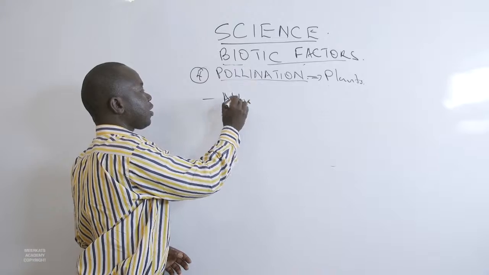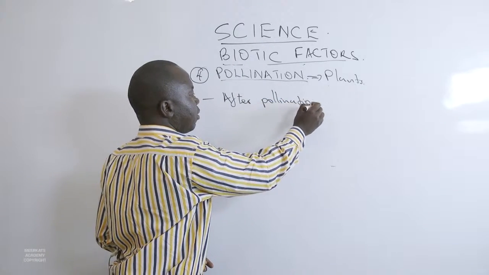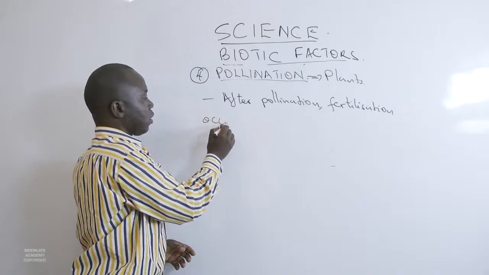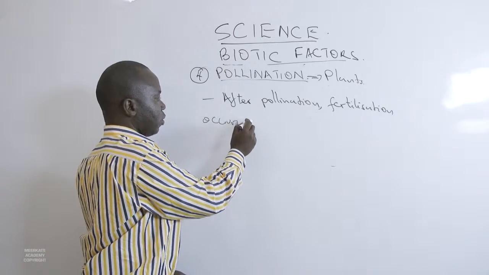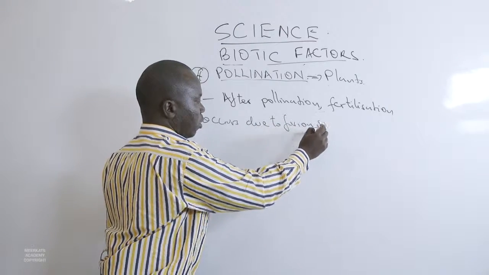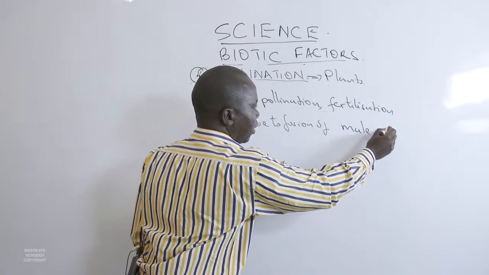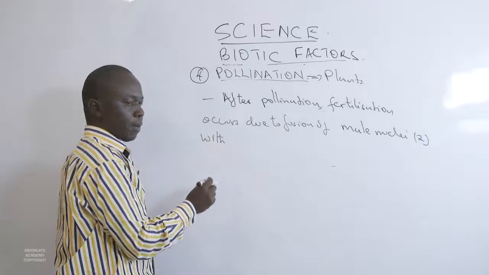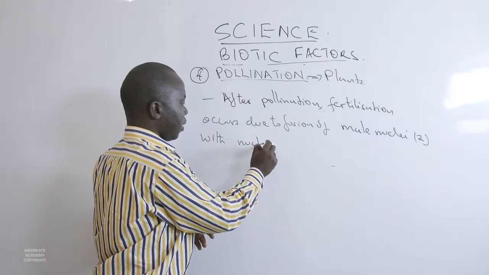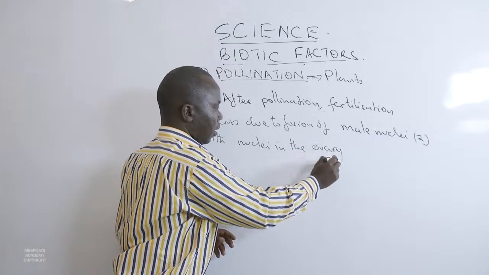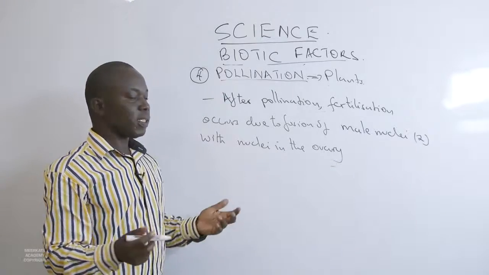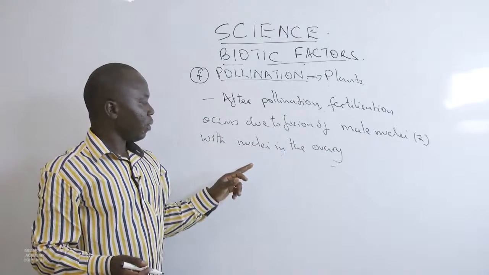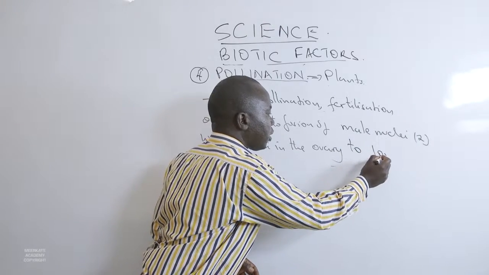So we should note that after pollination, fertilization occurs. Fertilization occurs due to fusion of male nuclei, there are two of them, with nuclei in the ovary. I don't want to use other terms, ovary is enough. We call it the embryo sac. So after pollination, fertilization occurs due to fusion of male nuclei with nuclei in the ovary to form a zygote.